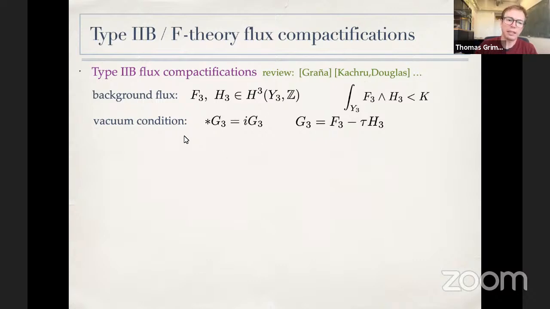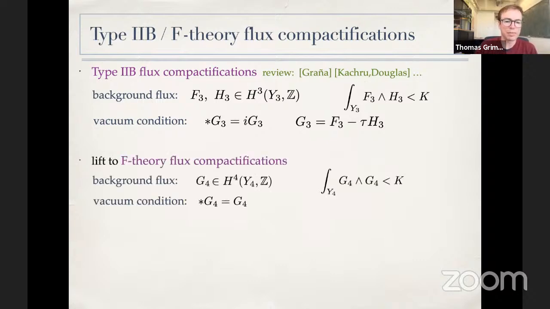Then you can study the vacua of the effective theories or even of the 10-dimensional theories. And you see that the vacuum condition for having a global minimum of this flux potential is the condition that the Hodge star of this complex flux is i times the complex flux. And this is what I will call self-dual fluxes. There is an i here, but I will use this notation in the following. Why do I call them self-dual fluxes?